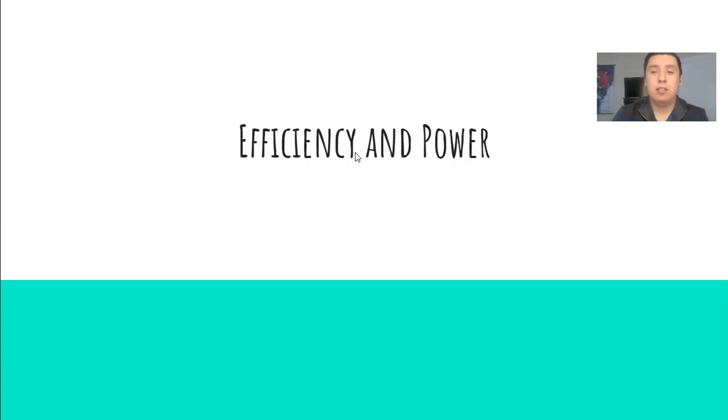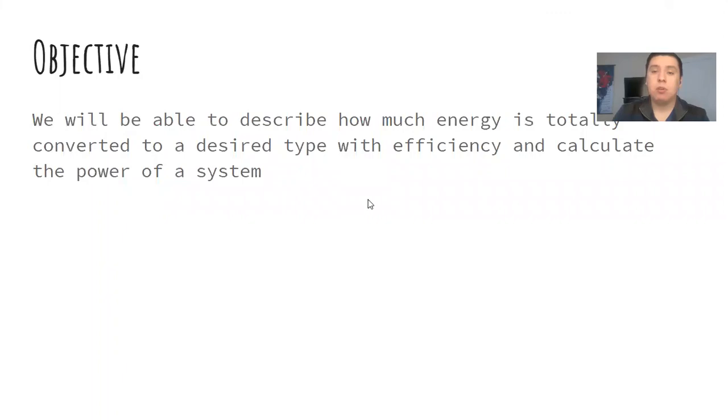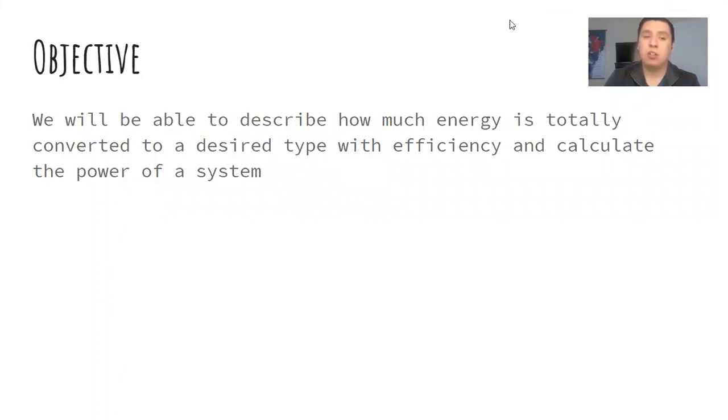Today we're going to talk about lesson 9, which is efficiency and power. It's going to be split into 2 videos, one about efficiency and one about power. I'm going to go over the definitions and also practice problems involving them because it involves some math. What we're going to do today is describe how much energy is totally converted to a desired type using efficiency, and calculate the power of a system.